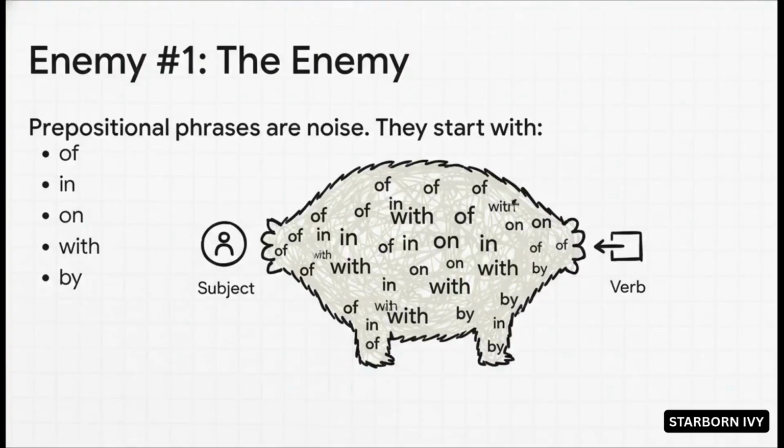First up, enemy number one, the prepositional phrase. We're talking about those little groups of words that start with things like of, in, with, or by. The second you see one of these wedged between a subject and a verb, a little red flag should go up in your head. This is the SAT trying to throw you off the trail. Your job is simple. Just ignore.